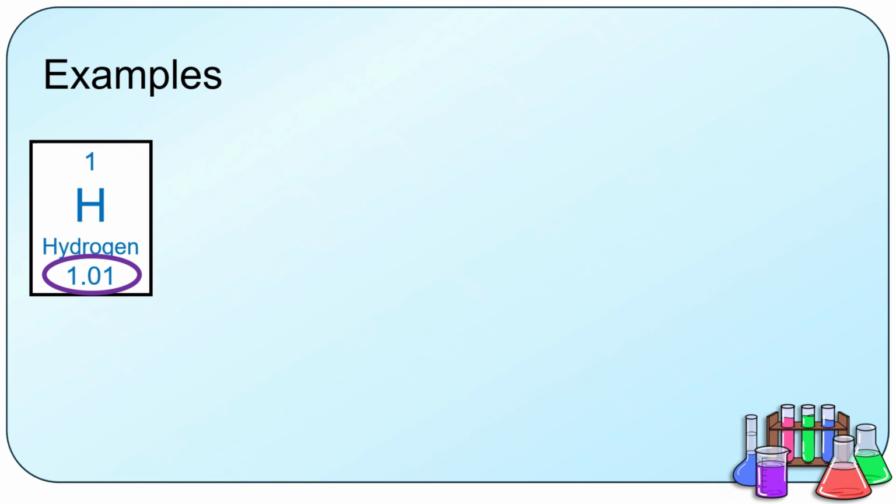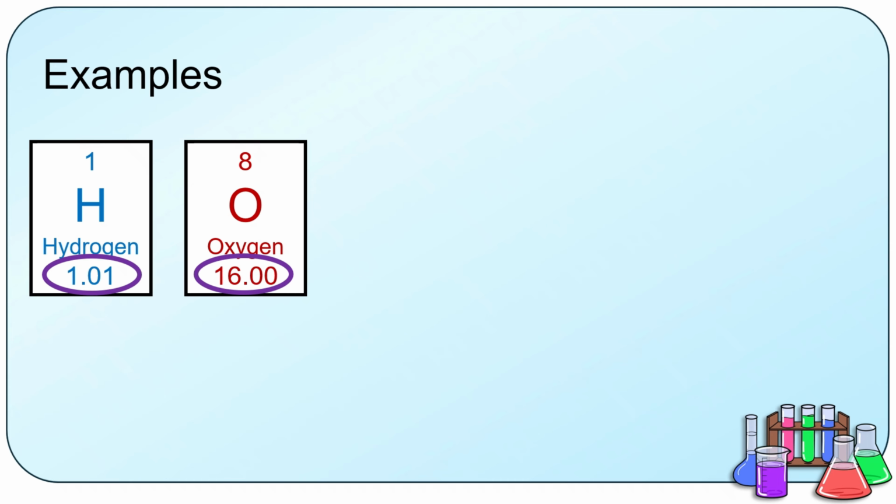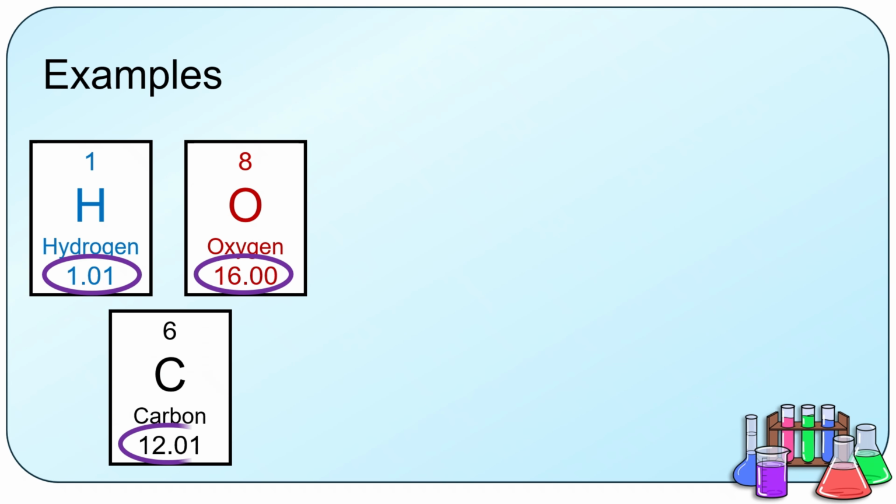Here are some more examples. The molar mass of hydrogen is 1.01 grams per mole. The molar mass of oxygen is 16 grams per mole, and the molar mass of carbon is 12.01 grams per mole. You can also find the molar mass of compounds. That just means you total up the element masses.